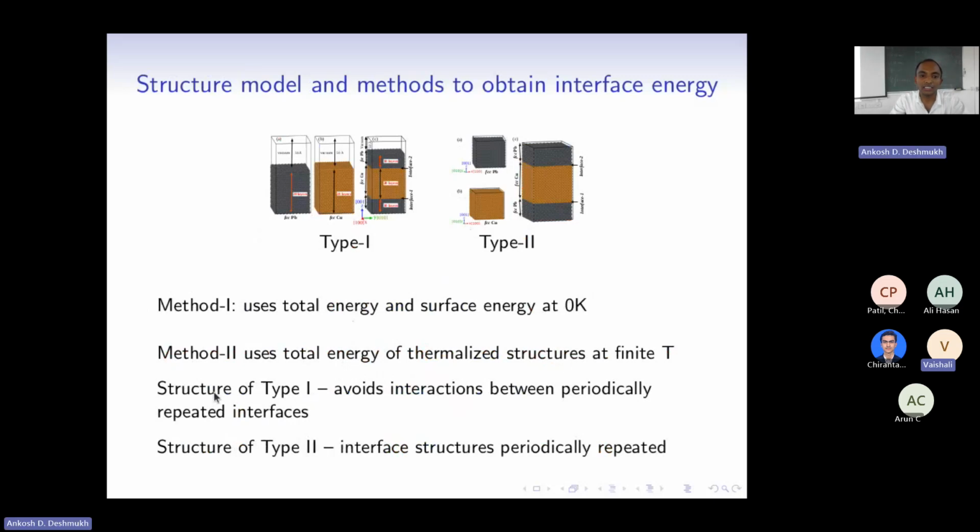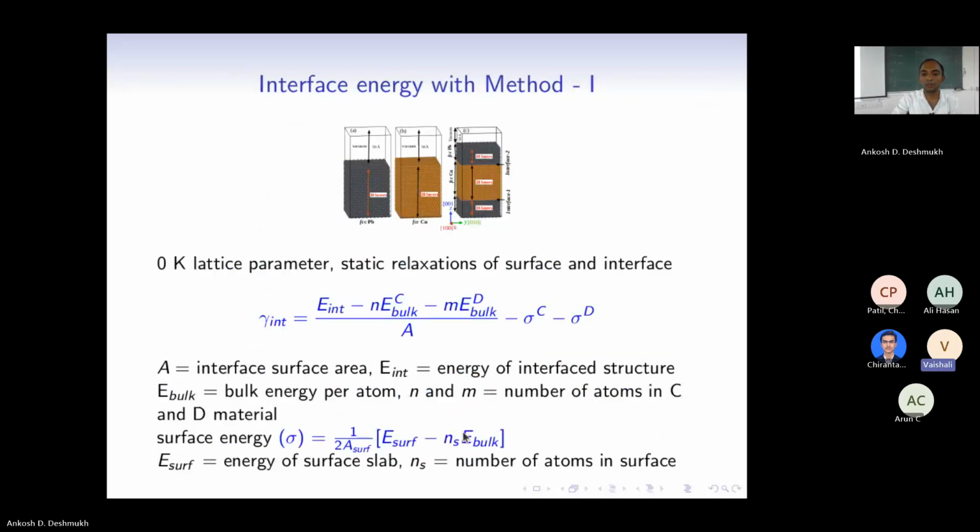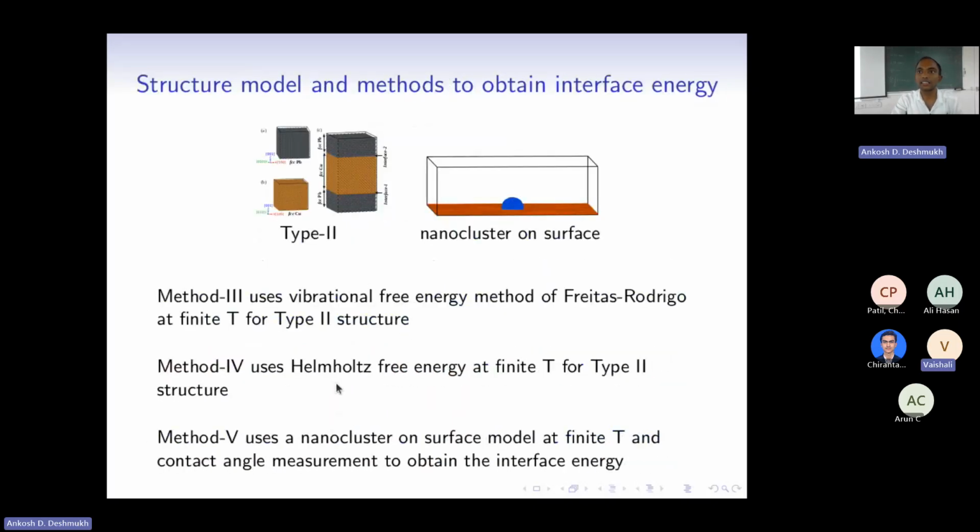So the structure of type 1, as I have already told, has no periodicity along one direction. So the two directions are periodic. And in type 2 also there is periodicity in all directions.